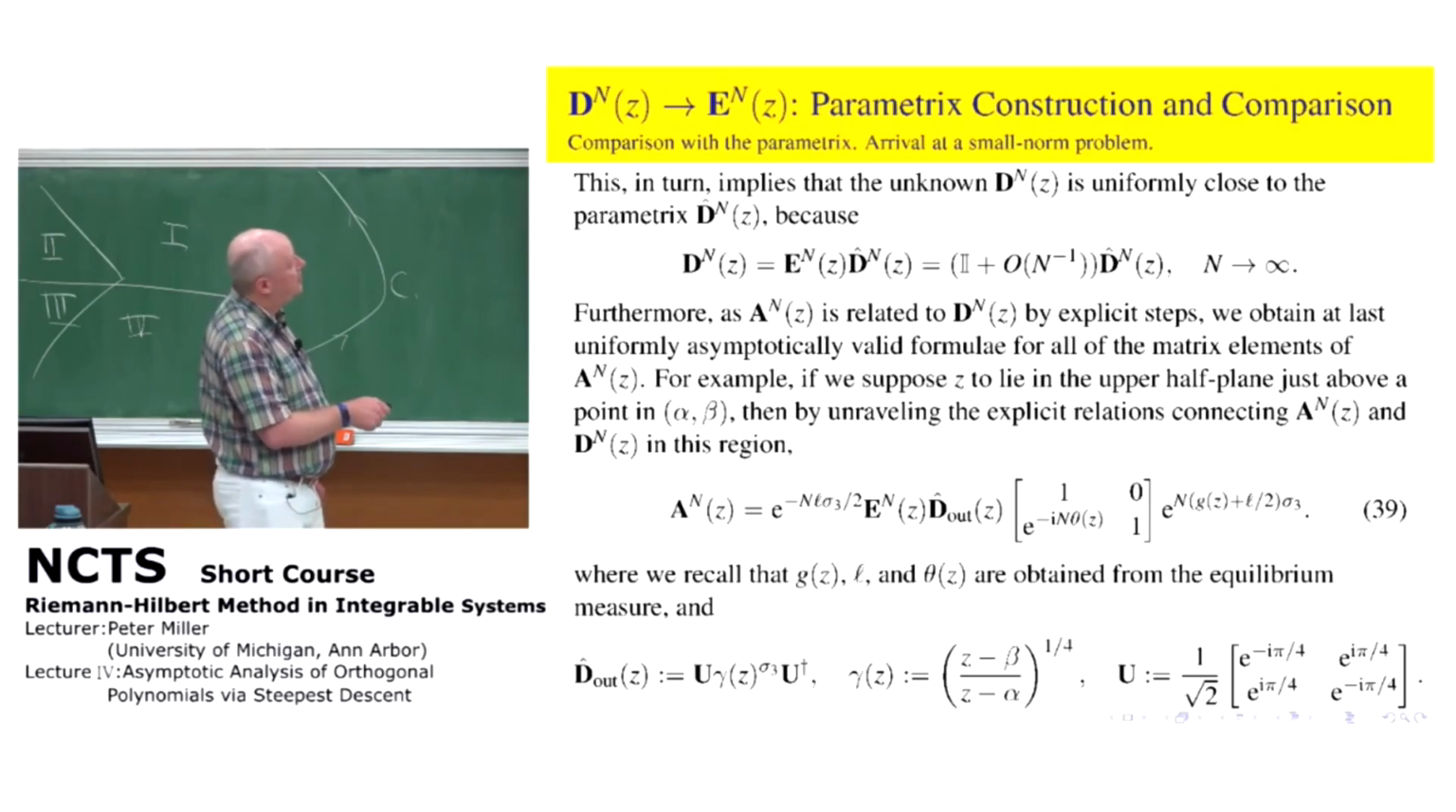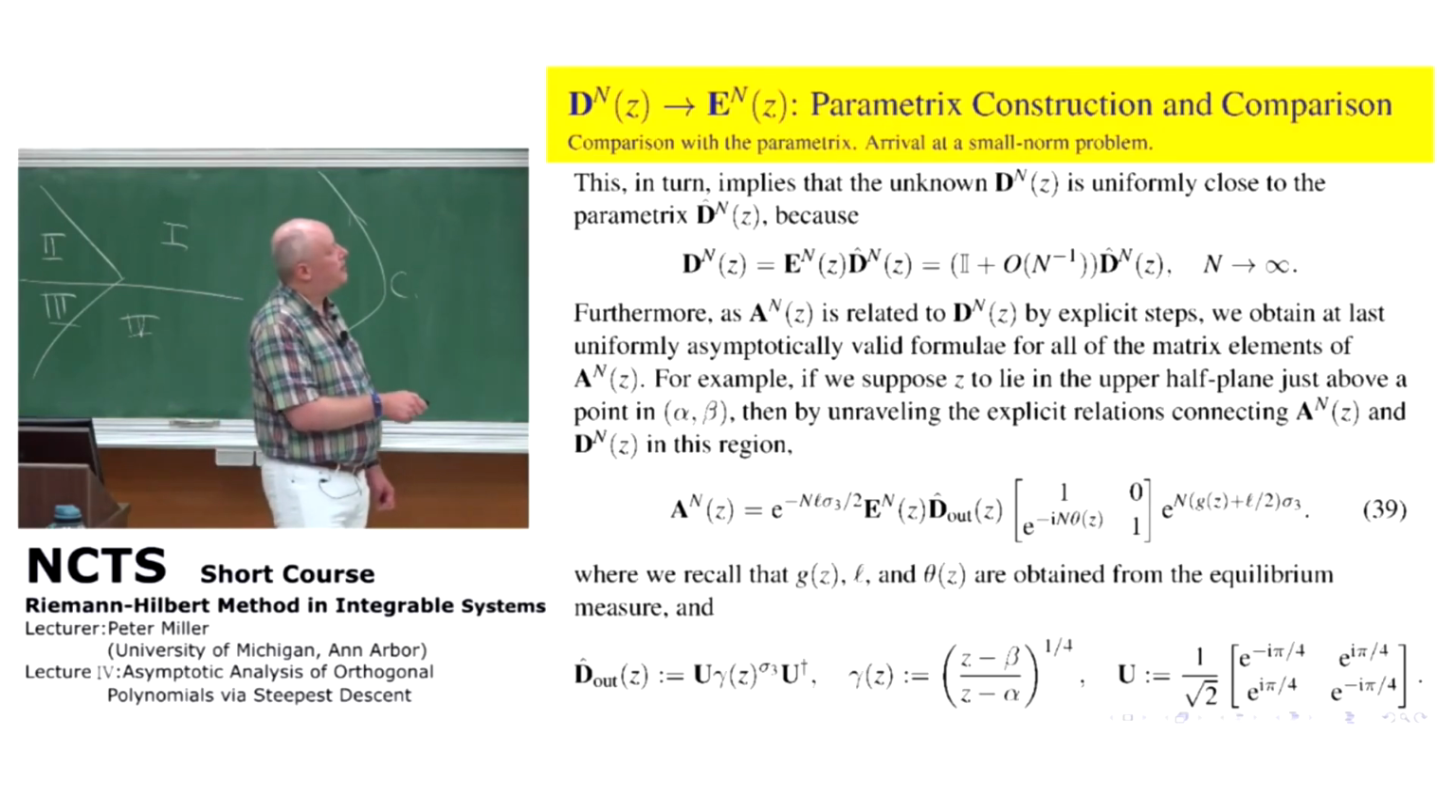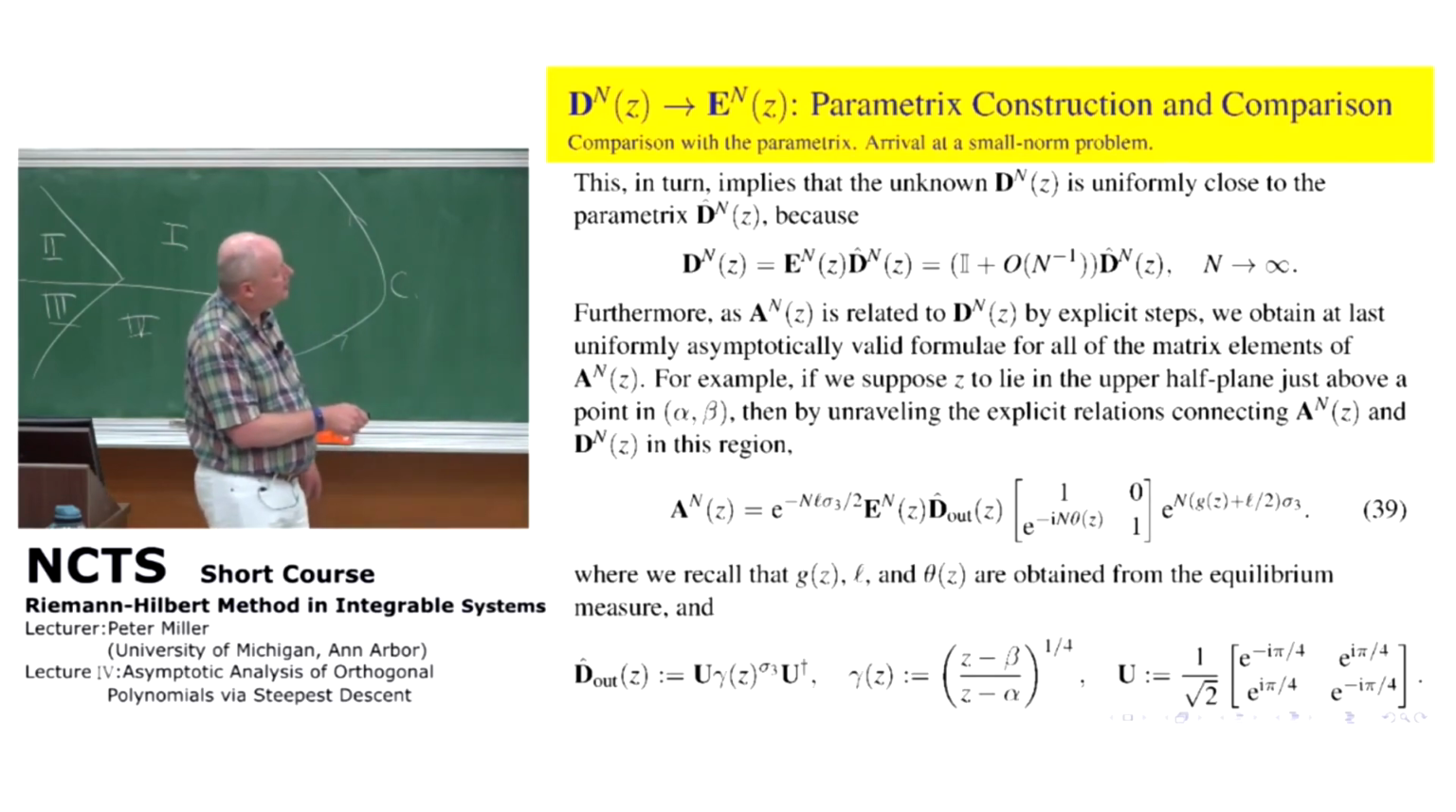So for instance, if we take Z to live in the upper half plane just above a point in the interval alpha beta, then you can unravel the explicit relations between an and dn, and in this region, this is the formula for the matrix here. Okay? This is the asymptotic formula, and the only thing that's not exact here is En, and En is just identity plus order 1 over n, uniform. Okay? So the d out is an explicit thing, doesn't depend on n. This is the only place where n is showing up, here, here, and here.